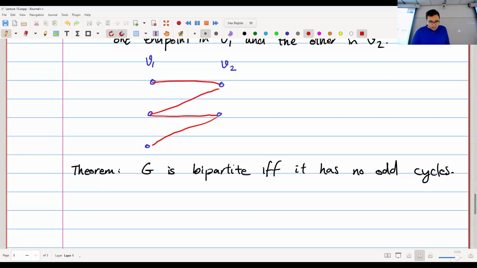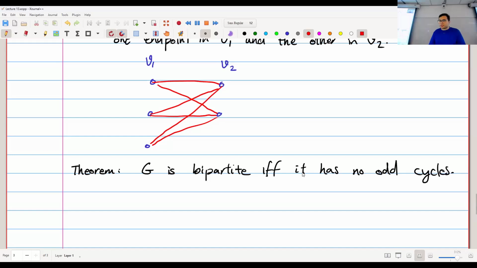But okay, let's make this have a cycle. So I can do something like this, and I can do something like this. Does it have a cycle now? Yes. So I have this cycle going up there, down here, here, and back. But it's a cycle of length 4, so it's an even cycle. I claim that I cannot have an odd cycle. Basically, I'm saying the graph is bipartite if and only if it has no odd cycles.